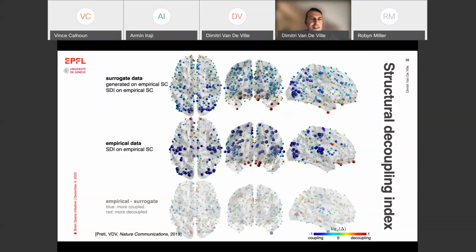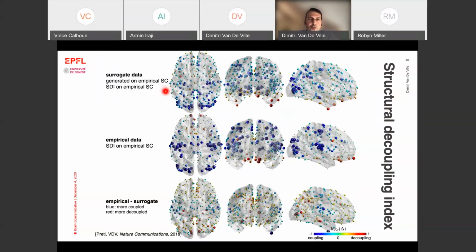So let's now look a little bit closer at the difference between the structural decoupling index on surrogate data versus empirical data. And here is the computed difference. And so what you see here is that indeed, in most sensory regions, the empirical data is actually more coupled, except for the visual region. So there seems to be a certain opposition between visual and the other regions. Otherwise, all the high level, if I call them like that, or transmodal regions, they are for sure more decoupled in the empirical data than in the surrogate one, which is of course a good sign.